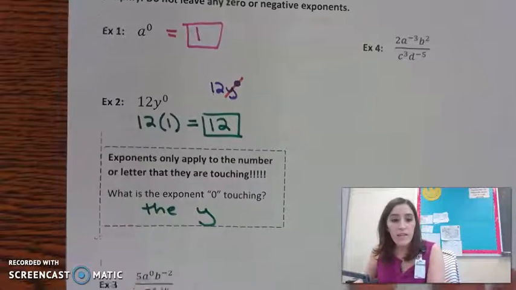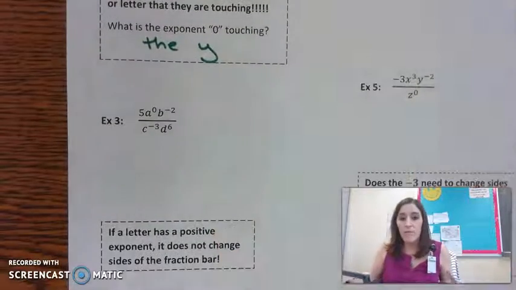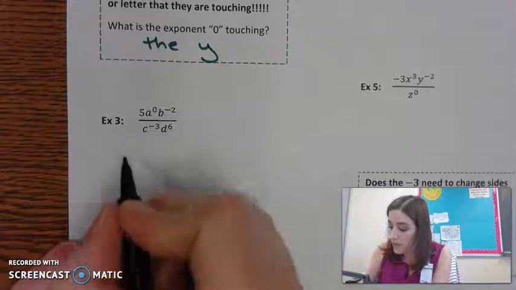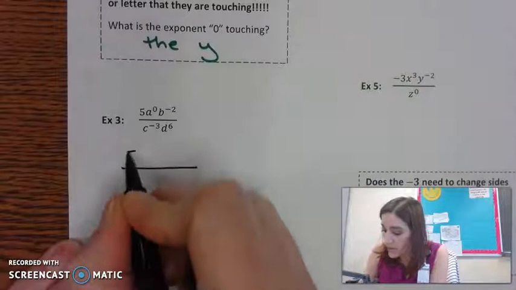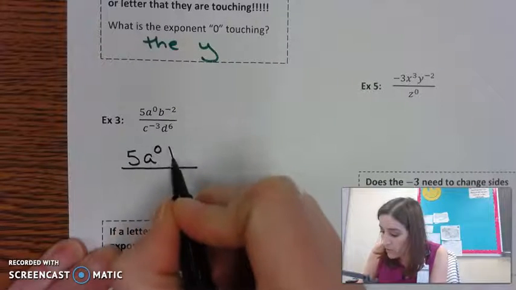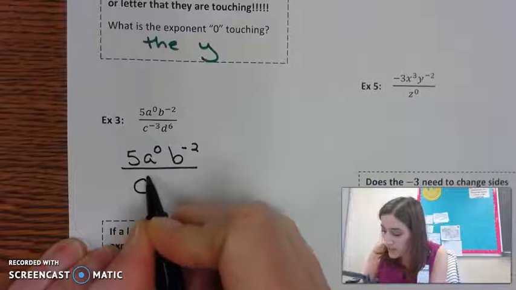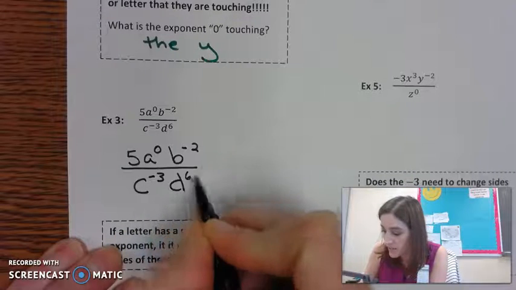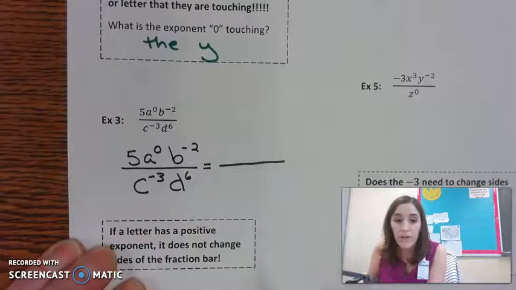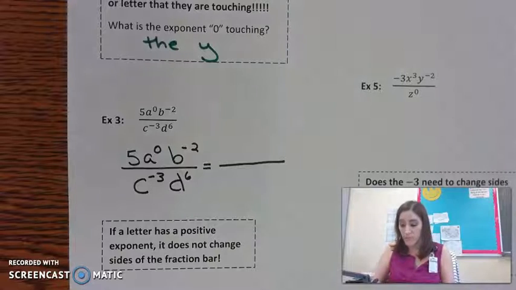So let's take a look down at example number 3. Now I'm going to rewrite this so that you have a better idea of what this problem started looking like. So I have 5a to the 0, b to the negative 2, c to the negative 3, d to the 6th. Okay, not every single one of those pieces is going to move.